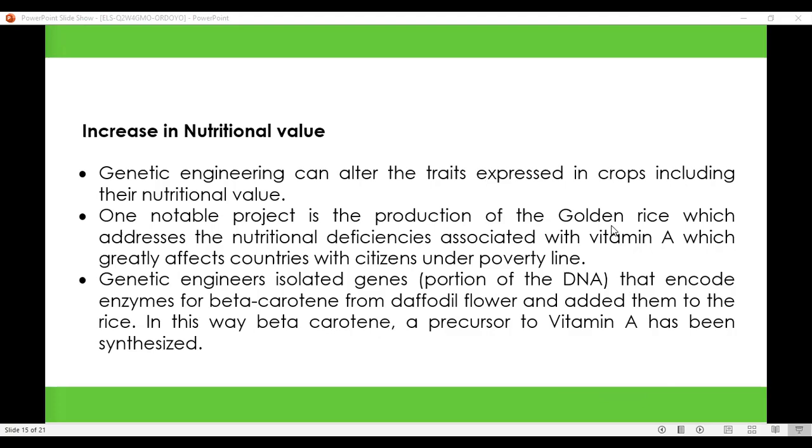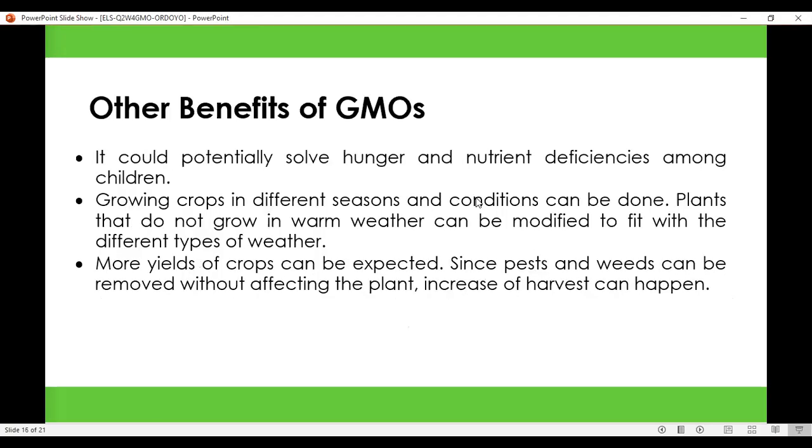So, for other benefits of GMO, it could potentially solve hunger and nutrient deficiencies among children. Growing crops in different seasons and conditions can be done. Plants that do not grow in warm weather can be modified to fit different types of weather. And lastly, more yields of crops can be expected since pests and weeds can be removed without affecting the plant. There's also an increase of harvest.